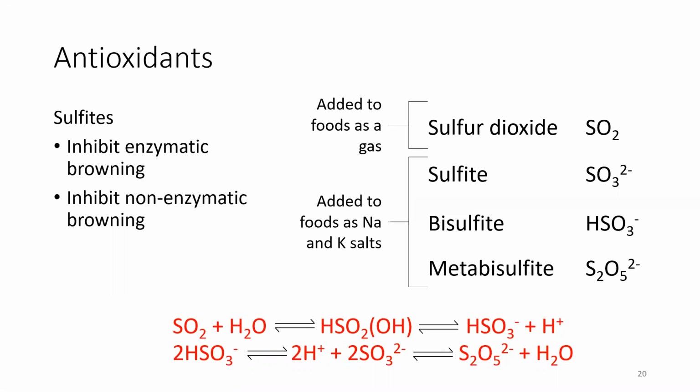For non-enzymatic browning, here we're talking about reactions with sugars and amino acids. So sulfites inhibit non-enzymatic browning several ways as well. The first way would be that they can react with aldehydes, and in doing so, they prevent those aldehydes from now reacting with the amine groups there. So we prevent the Maillard reaction because we have prevented the reaction of those aldehydes with the amines.